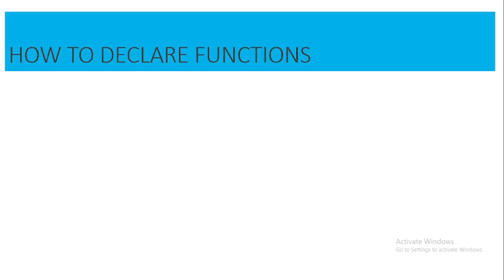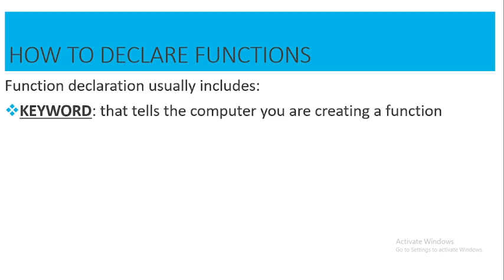Now, how to declare functions. First, to create a function in computer programming, you declare a function. You start with a keyword. The keyword tells the computer that you are creating a function. In the programming language, there is a keyword that you use anytime you want to tell the computer that you are creating a function.